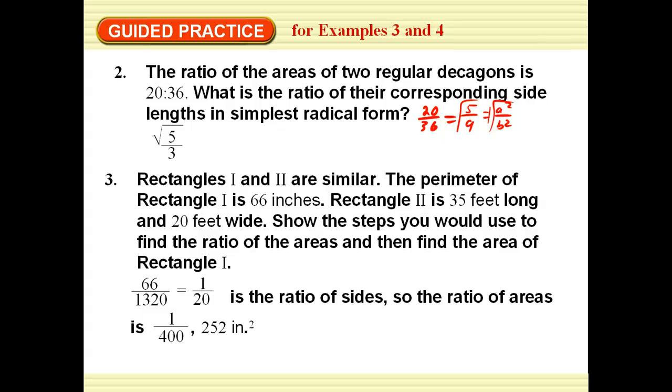What I get is 35 plus 35 plus 20 plus 20, and then multiply that by 12 to get 1,320 inches. So 66 is to 1,320, which reduces to 1 over 20. To get my ratio of the areas, I must square both of those, so I've got 1 over 400, and then I can set up a proportion in order to find the area of rectangle 1, because I can get the rectangle 2 area simply by multiplying 20 times 35.